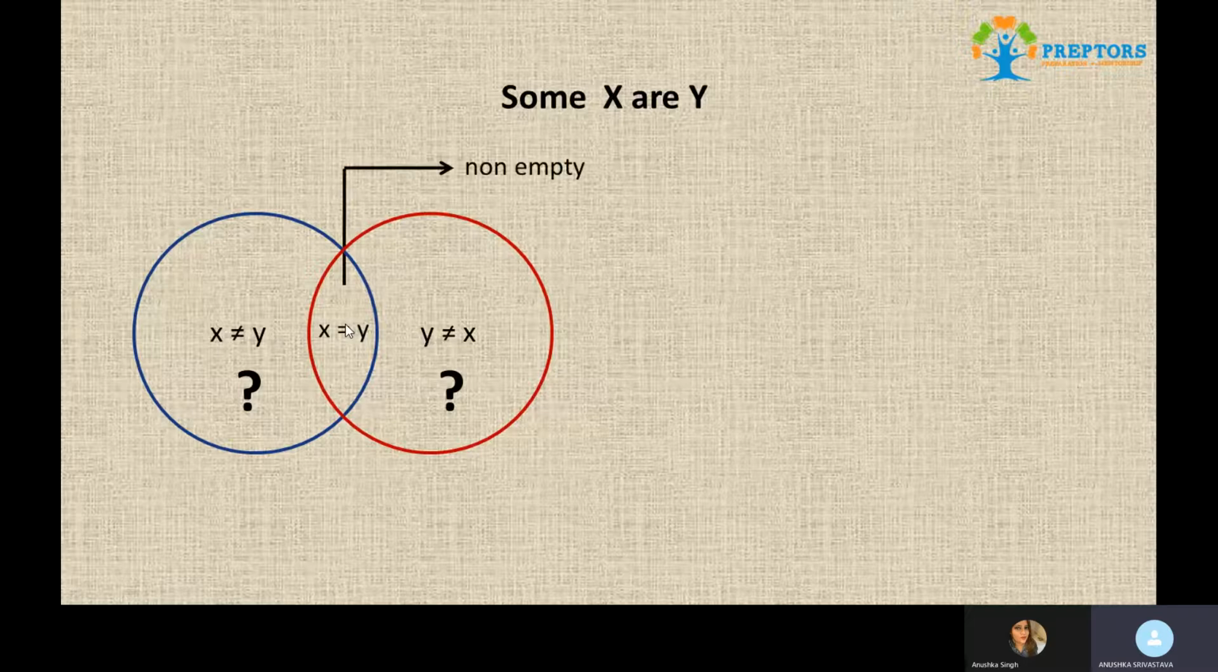Now I know that x is equal to y is non-empty because it has some elements, but I have no clue about the rest of the data. So if I say some y are x, true. In this case, this represents some y are x. Even if this is empty, this will go inside this, so some y will be x.